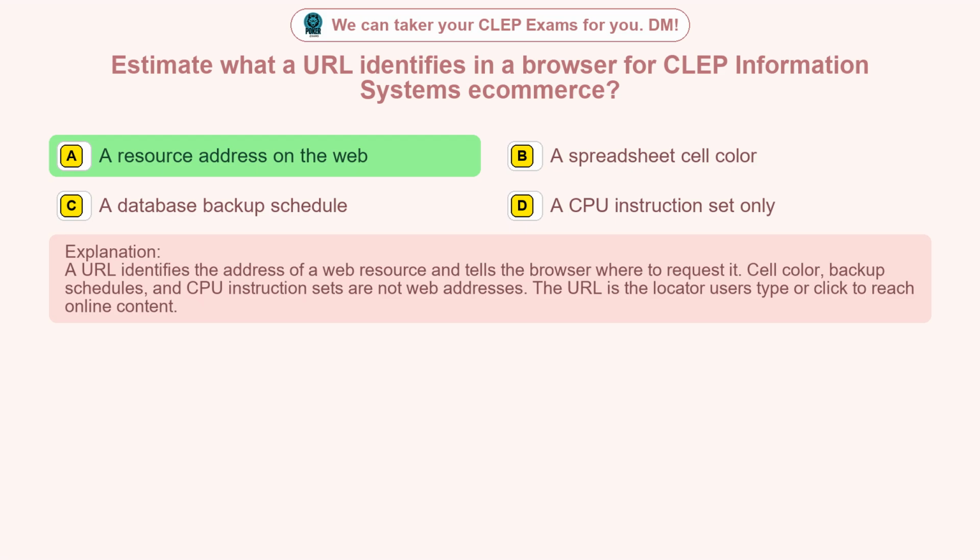A URL identifies the address of a web resource and tells the browser where to request it. Cell color, backup schedules, and CPU instruction sets are not web addresses. The URL is the locator users type or click to reach online content.